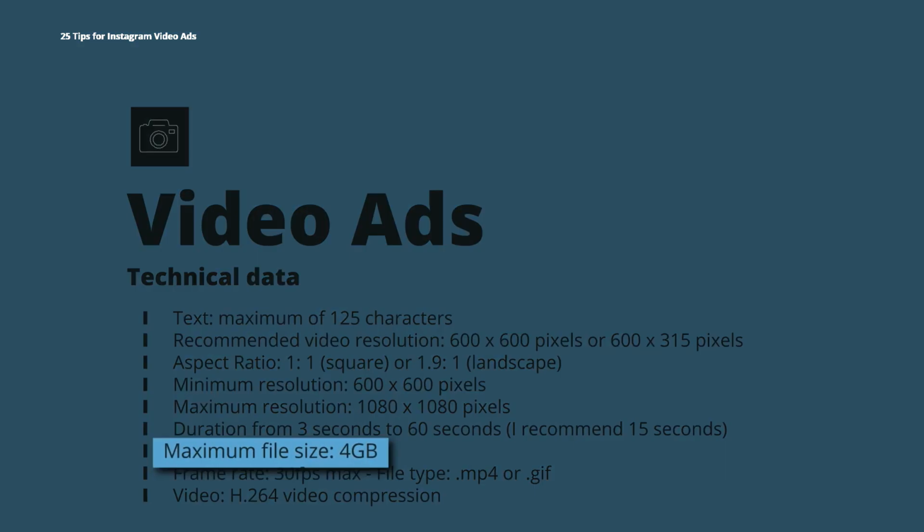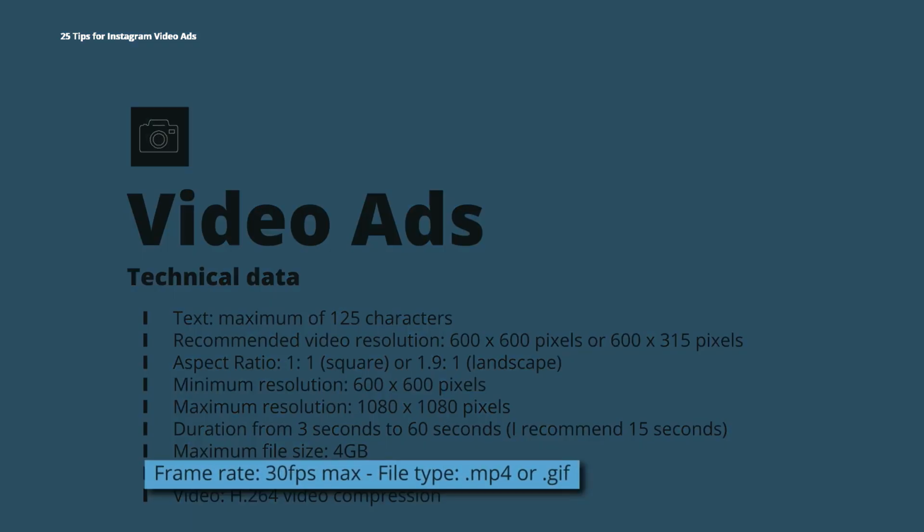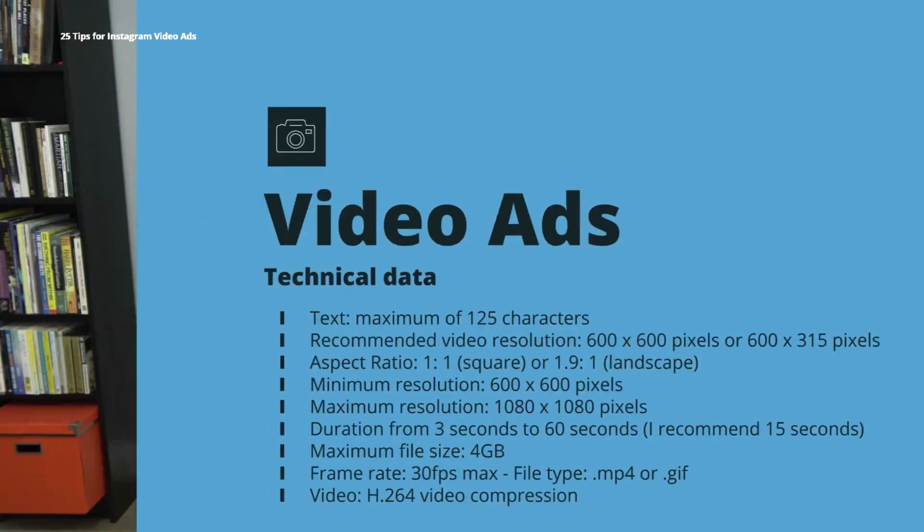The maximum file size recommended is 4 gigs. Not recommended, this is the maximum. You can, of course, upload lower size files. And the frame rate, it is a little bit technical, is 30 frames per second, the maximum. And the file type should be an MP4 or GIF.